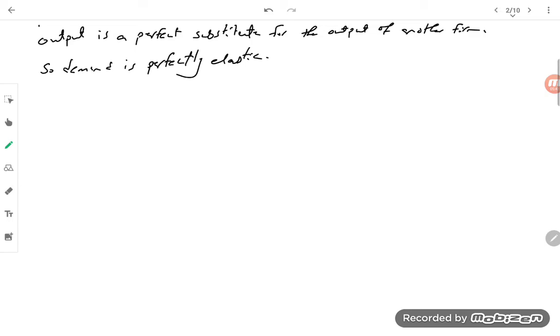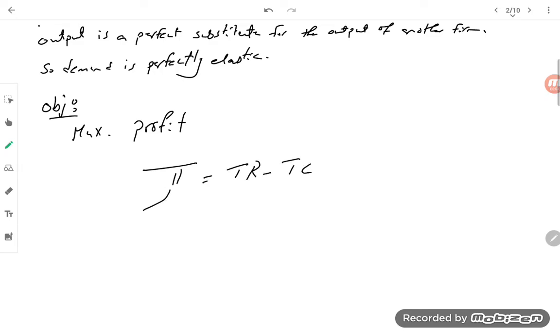The main objective of any producer is to maximize economic profit. Profit is calculated as total revenue minus total cost. And total revenue is calculated as price multiplied by quantity.